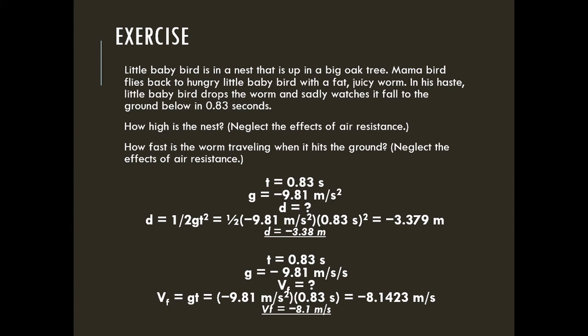Now, the next one is asking us about the velocity. So we already have the givens, we have time and we have gravity. What formula can we use to find the final velocity for this? We can use gravity times time. It is very simple, so we just multiply gravity times time, and we are going to find out that the final velocity will be minus 8.1 meters per second. One more time, it is negative because of the direction in which it is heading.